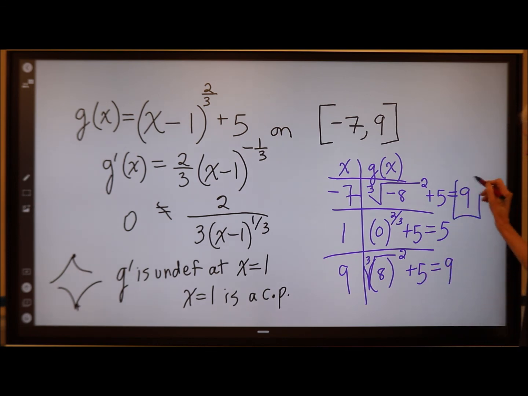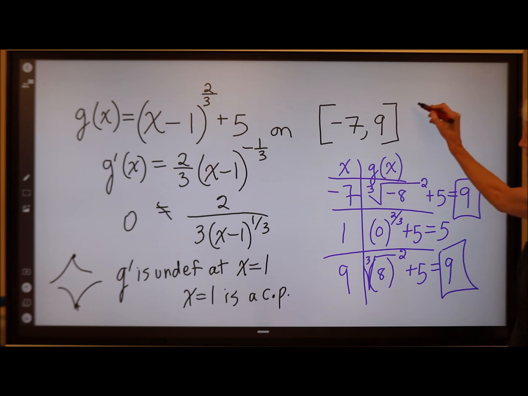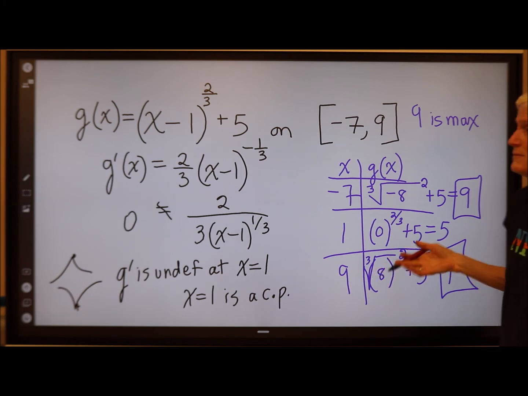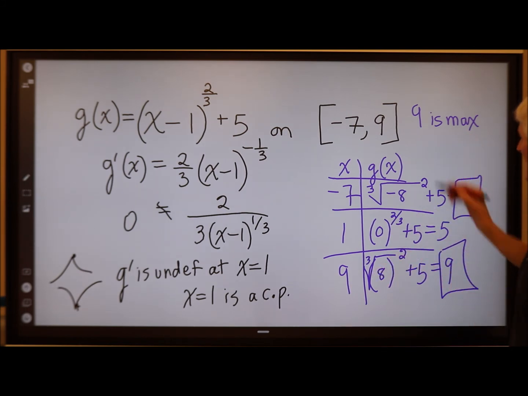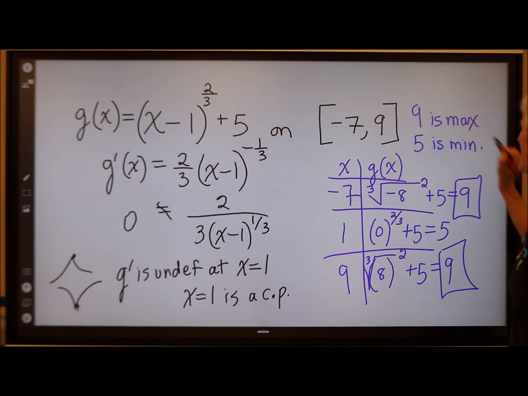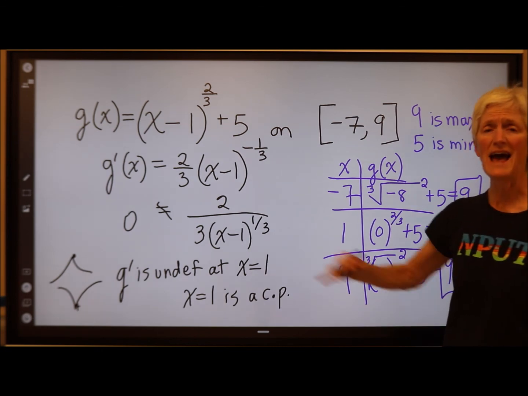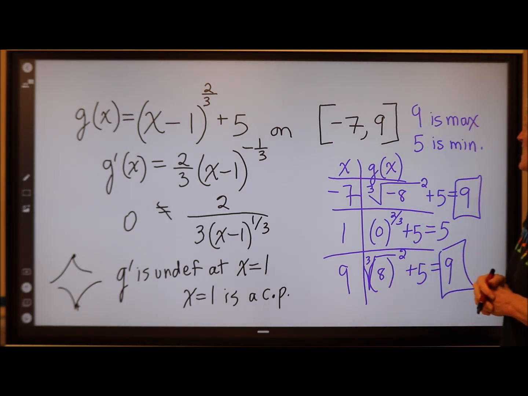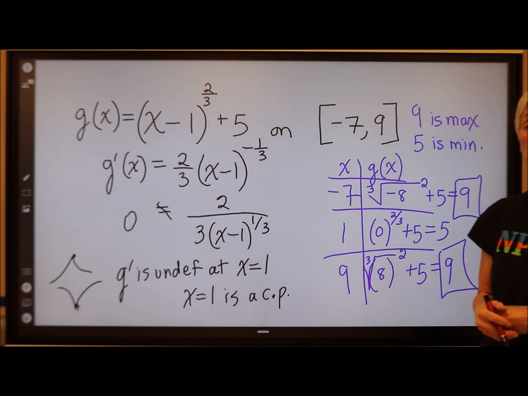9 is my maximum value. It's okay that it occurred in 2 different places. That's fine. 9 is my maximum, and 5 is my minimum. And again, sometimes we would say 9 is the absolute maximum value or the global maximum. 5 is the absolute or global minimum.